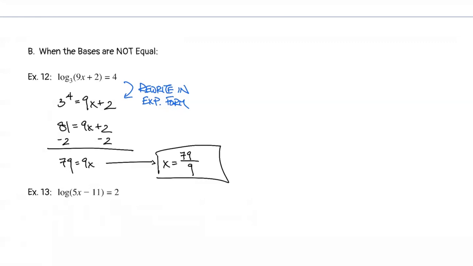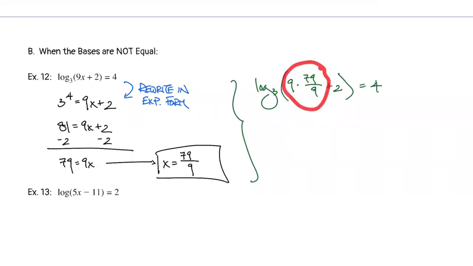All right, let's check and make sure. Log base 3 of 9 times 79 over 9 plus 2. We hope that that equals 4. I know there are fractions. I know there are weird numbers. But tell me what this simplifies to, just that part right there. 79. It simplifies to 79.